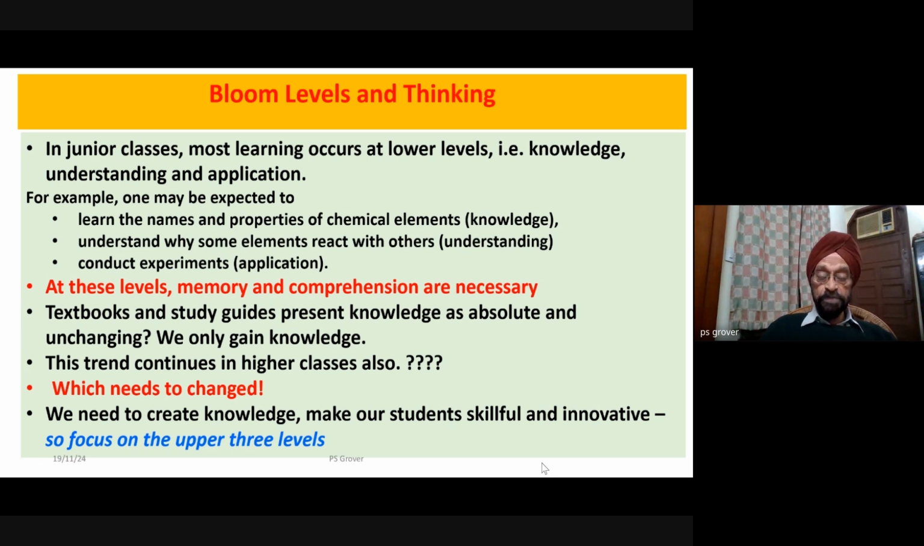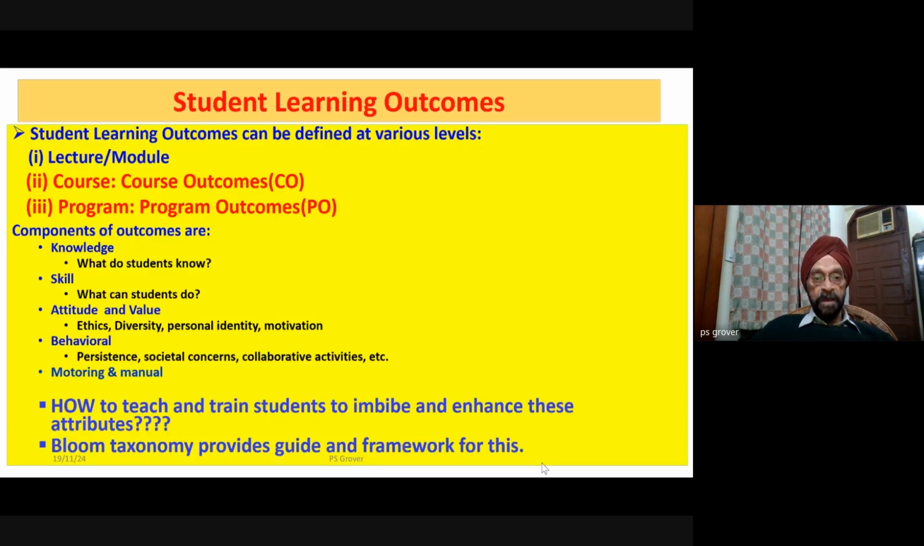So, which needs to be changed? We need to create knowledge, make our students skillful and innovative. So, focus on the upper three levels is important. Kindly appreciate this is very important because our NEP, the major emphasis now, the knowledge society demands our teaching learning should be such that students, our learners are creative, our learners are leaders, they can guide things, they are autonomous. Now, traditional teaching learning at the textbook level hinders these things, though there may be some natural abilities.